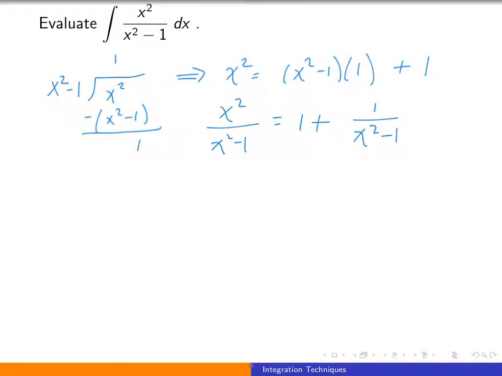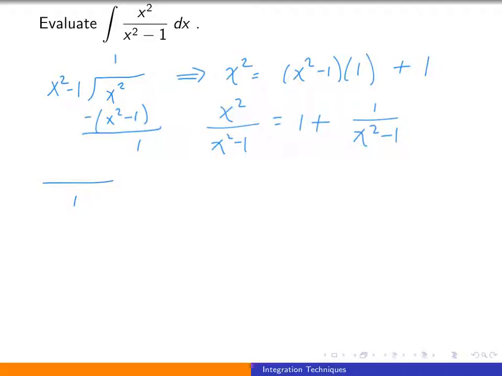So remember, when you use this polynomial long division, what it's going to do is take the improper rational function and write it as the sum of a polynomial and a proper rational function. So now what we need to do for this proper rational function is find its partial fraction decomposition.